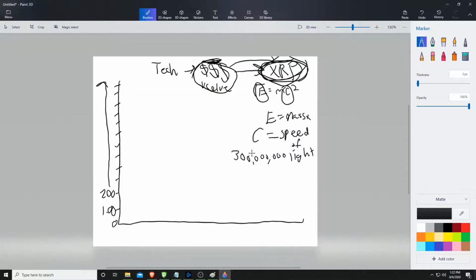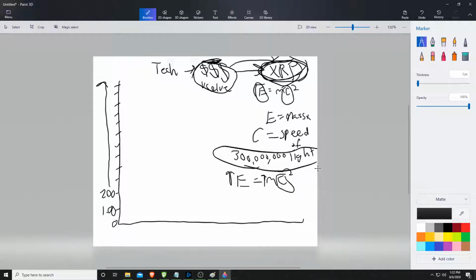So what this means is that energy is directly proportional to the mass of an object, right? Because this number, this constant, will never change. So the more mass something has, the more energy it has.